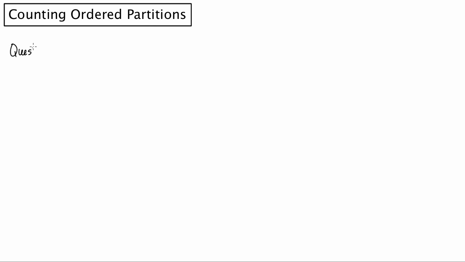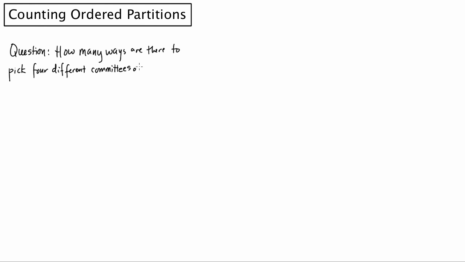So the particular question that I'm interested in for now is how many ways are there to pick 4 different committees of size 3, 5, 5, and 7 from a group of 20 people.